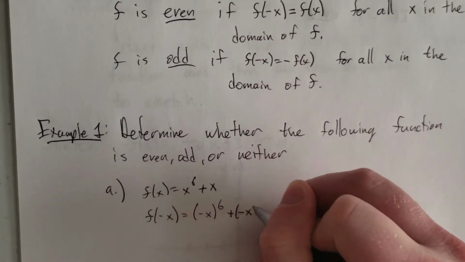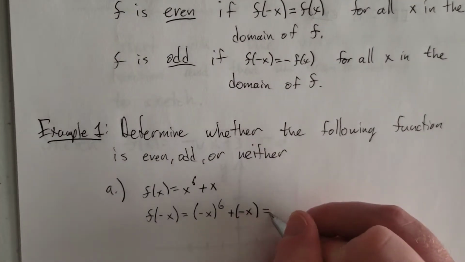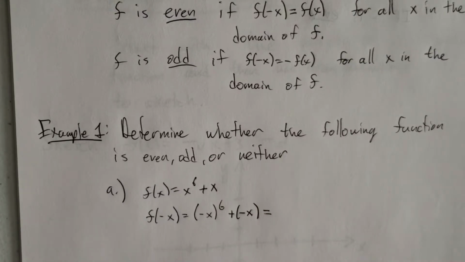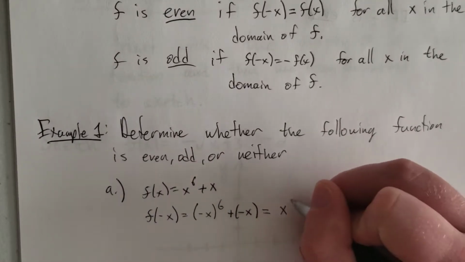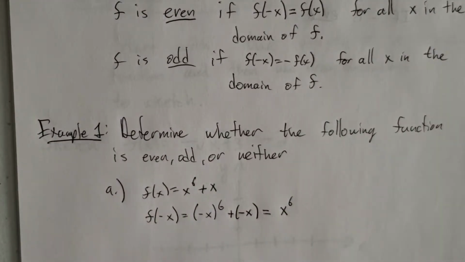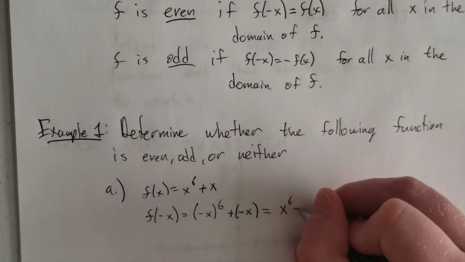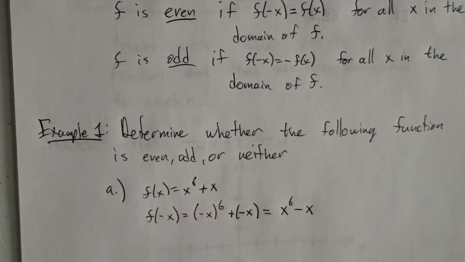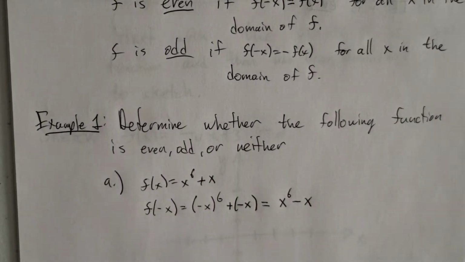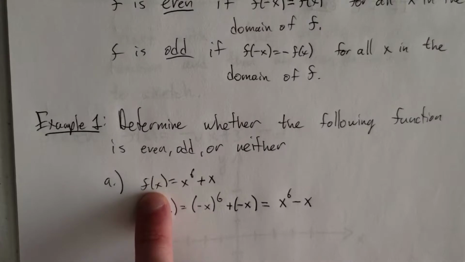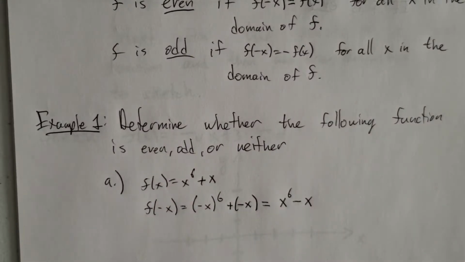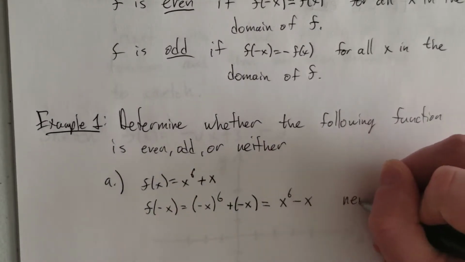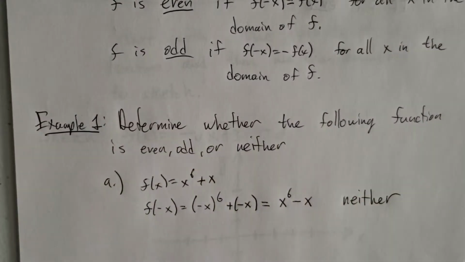plus negative x. Well, if we take negative x and we raise that to the 6th, that's an even number of times we're multiplying it, so that value ends up being positive. So this ends up being positive x to the 6th, plus a negative x, or in other words, just minus x. And notice that this is neither f of x, nor is it negative f of x. So this is neither.